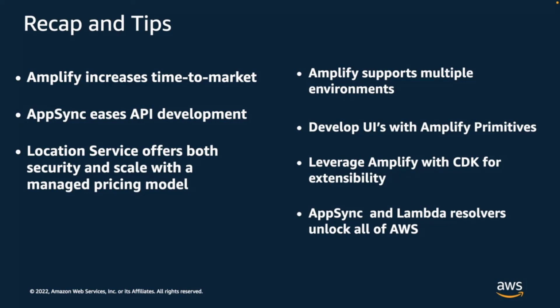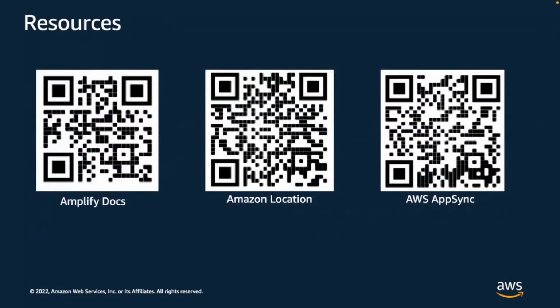Now, one of the things that you may have noticed is that we had a -env applied to our Lambda functions, and that's because Amplify supports multiple environments as you shift from dev to prod and have anything in between. In addition, we also use the primitive components within Amplify to quickly scaffold out our application and have a great looking UI. The last part is that we now support the ability to extend your application with CloudFormation or CDK being involved in the development process. And tying that all together with some of the AppSync and Lambda resolvers really allows you to unlock the full capability of AWS.